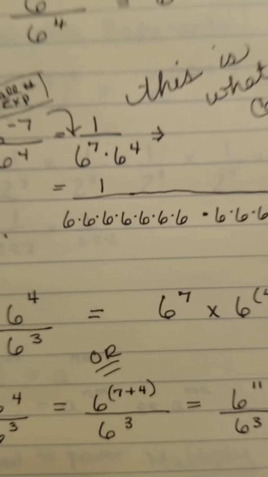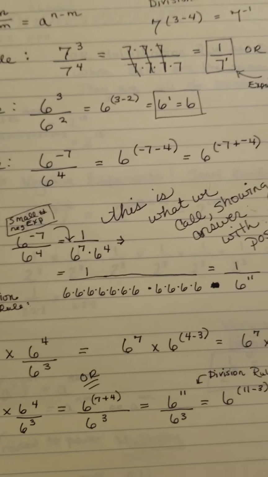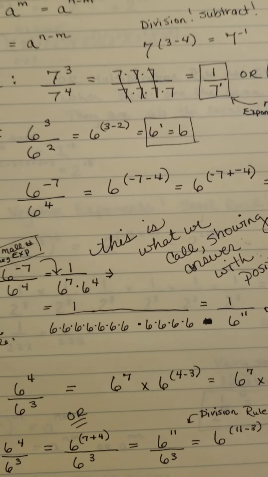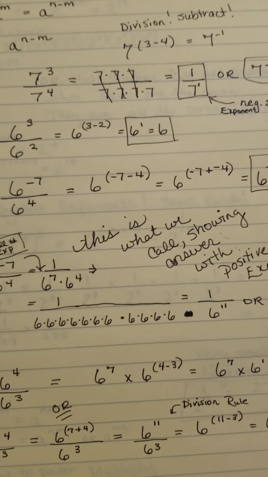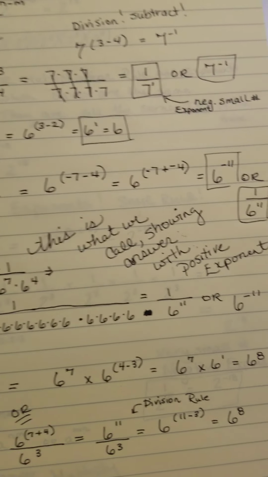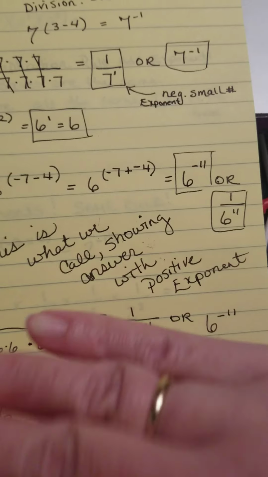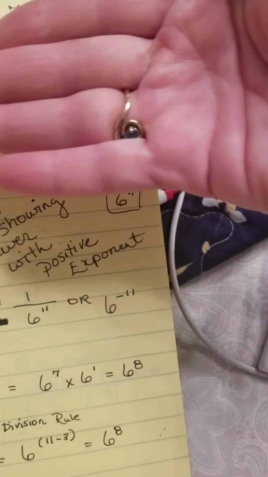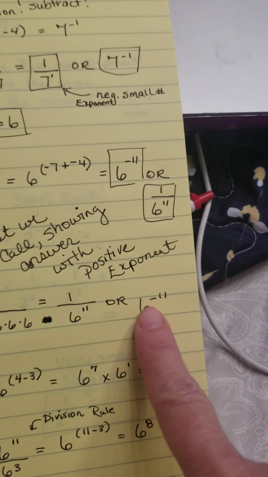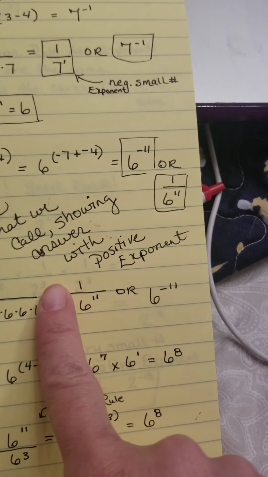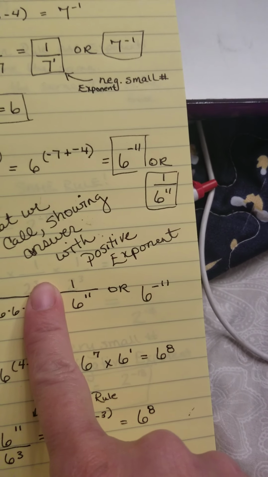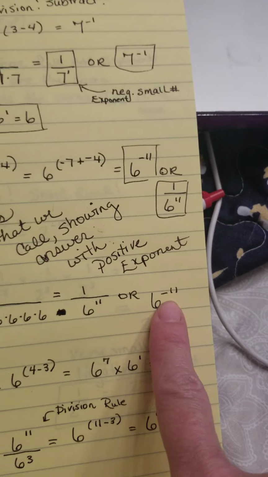But if we want to justify it, or you forget integer rules, then you can just drop it down to the bottom and add them all up. And you get 1 over 6 to the 11th. Or if we want to make it negative, we'd have to flip it up to the top. So 6 to the negative 11th. Or very, very small number, 1 over something is small. So negative exponent.